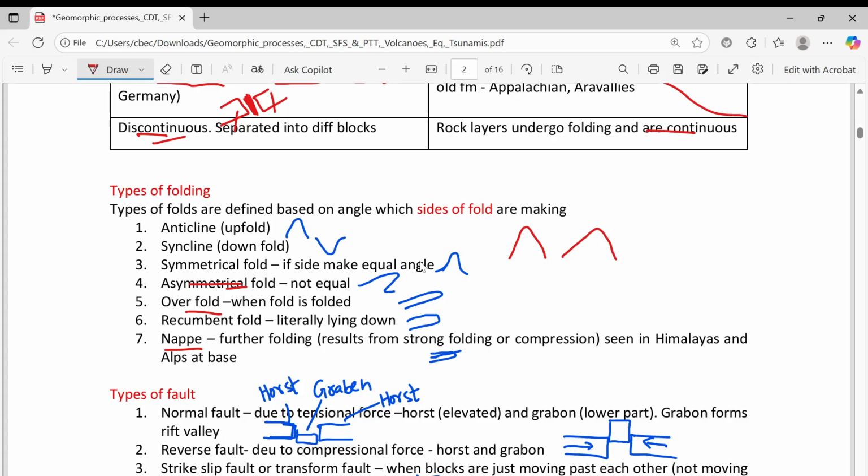You can find that at the bottom of the Himalayas. Alps are there in Europe. You can find the nappe also. So these are the folds: anticline, syncline, symmetrical fold, asymmetrical fold, overfold, recumbent fold. Recumbent means overfold. Then nappe means more than that. If it is coming and merging, then it is a nappe.